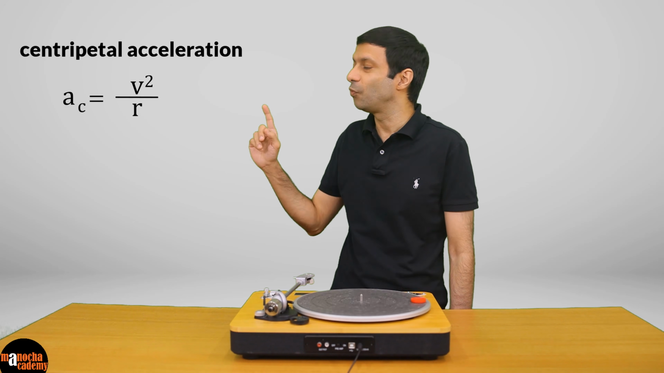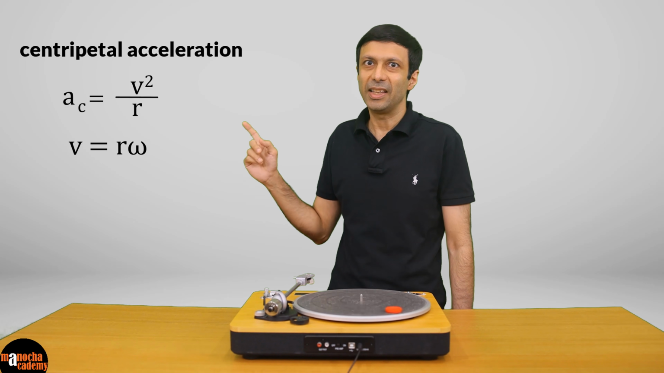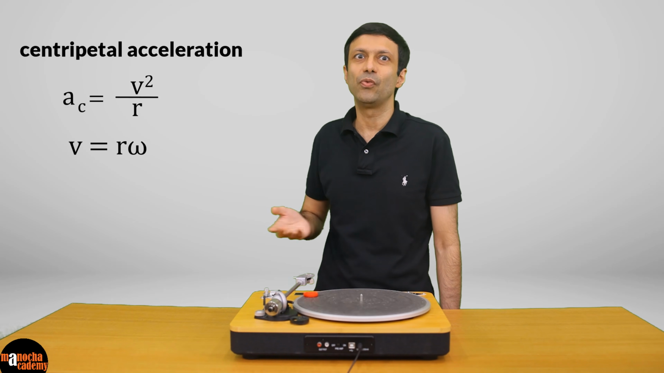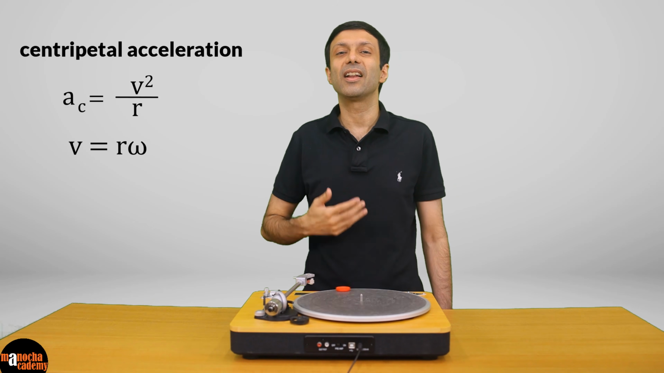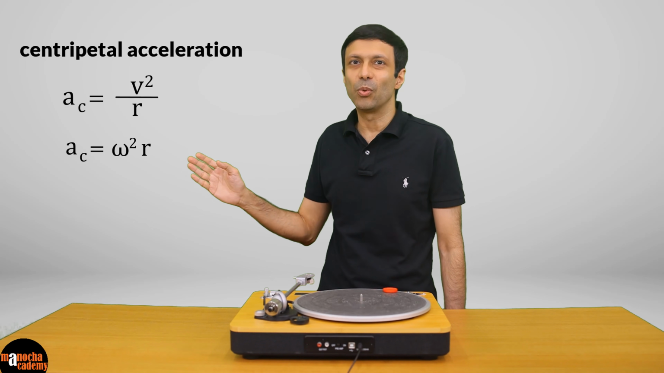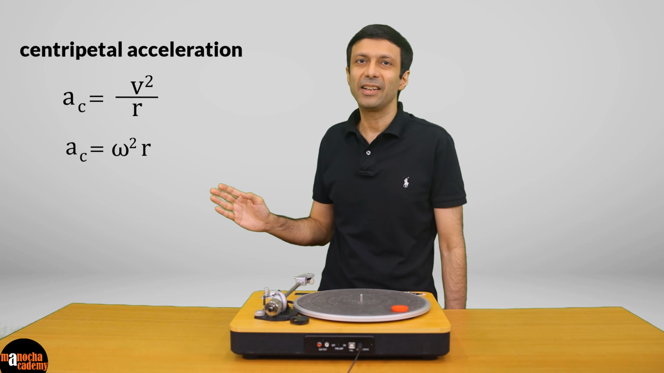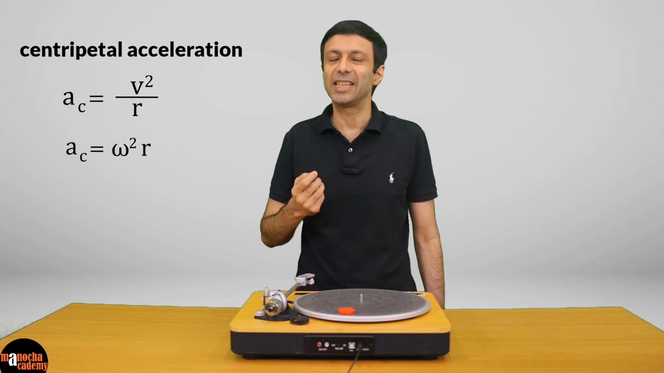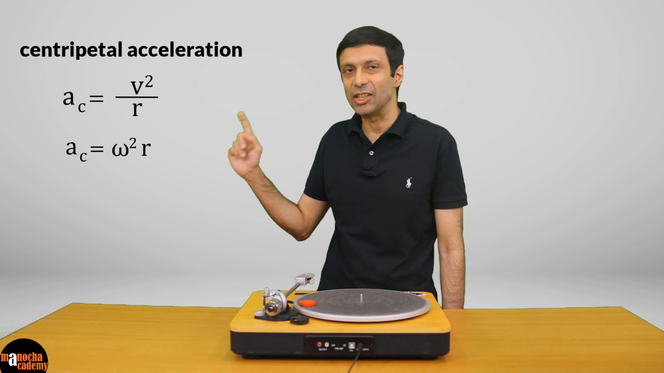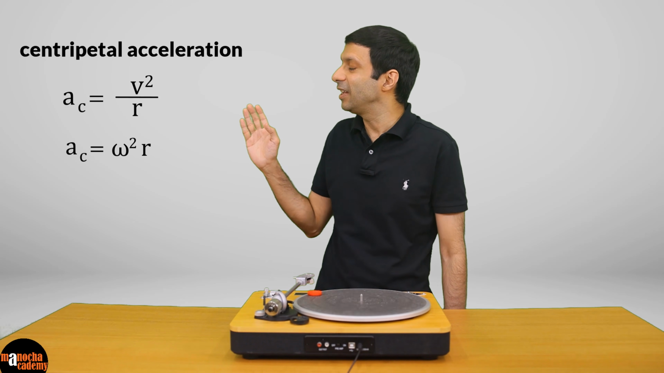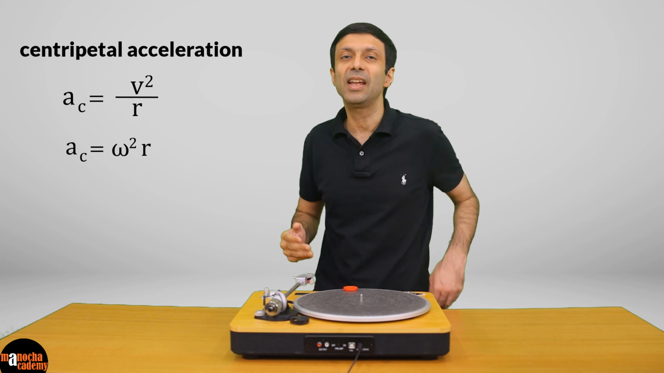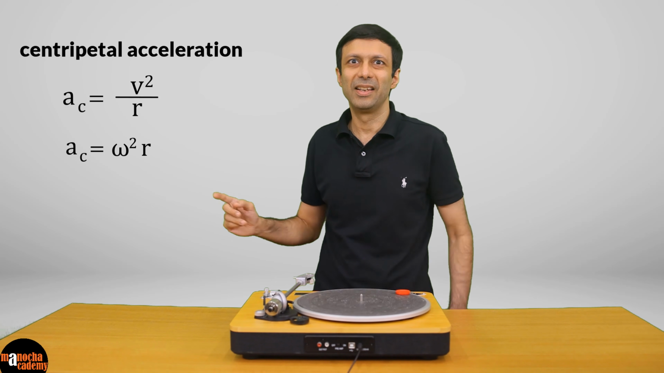Now, if you substitute V equal to R omega in the equation AC equal to V squared by R, then you'll get another formula, AC equal to omega squared R. So both formulas are correct. In one, we are expressing centripetal acceleration in terms of the tangential velocity V, and in the other one, we are expressing it in terms of the angular velocity omega. So remember these two formulas.